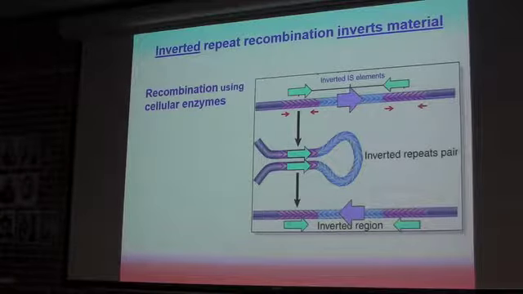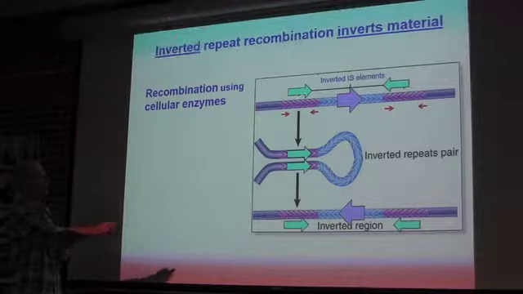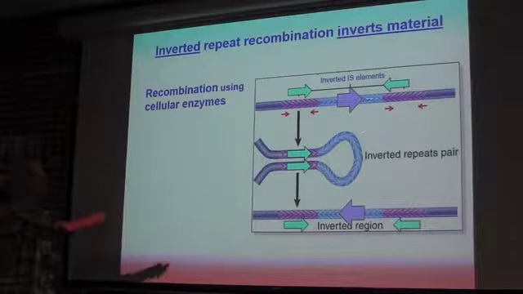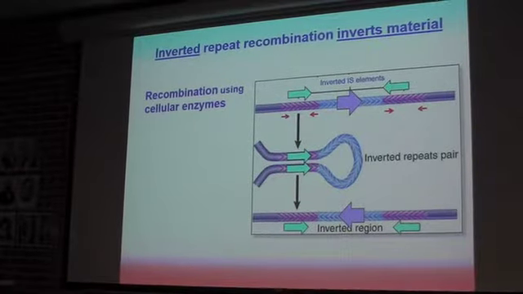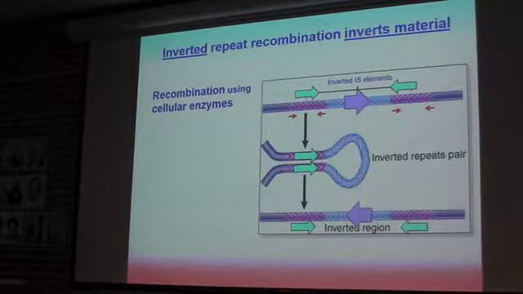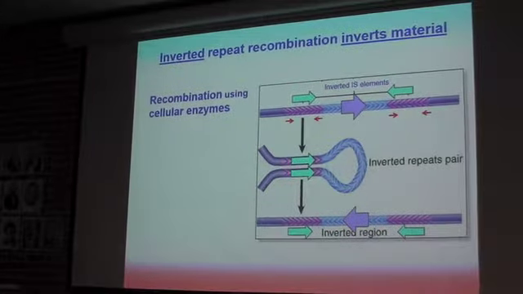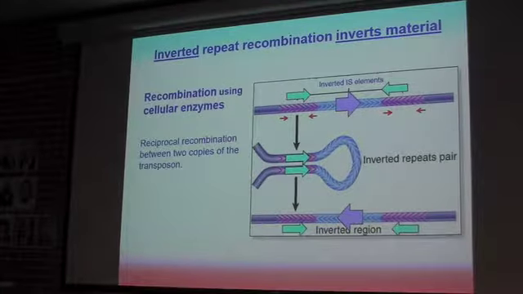identical IS elements. So this is the easy one to remember. If you have inverted IS elements, the material between the two is inverted as a result of homologous recombination. So that's the one you should stick in your head, and just know the other one's the opposite, that it's cut out.